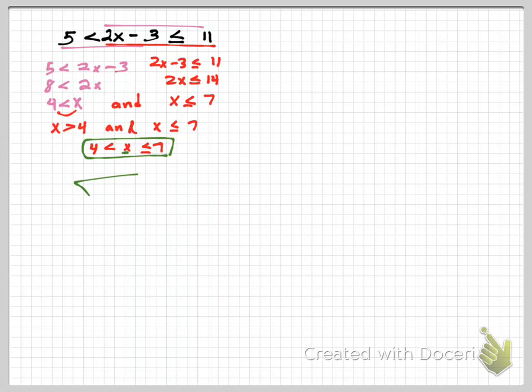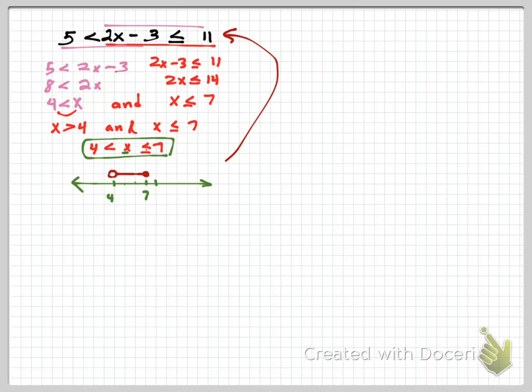So let's make our number line. So here's 4, 5, 6, 7. And the 4 has no equal to part, so the 4 is an open circle. The 7 has the equal to part, so it's a closed circle. And it's all the numbers in between 4 and 7. So that would be the graph of that original inequality.